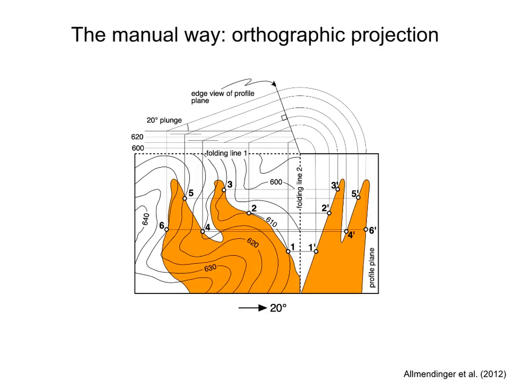The manual way to construct a down-plunge projection from a map is cumbersome. Here is an example from a sandstone unit, and a fold axis plunging 20 degrees to the east. The solution involves using two folding lines. One along the fold axis, folding line 1, and another along the profile plane, folding line 2. One then should transfer information from the map, to the plane around folding line 1, and then to the profile plane. This construction is difficult and it is easy to make mistakes.